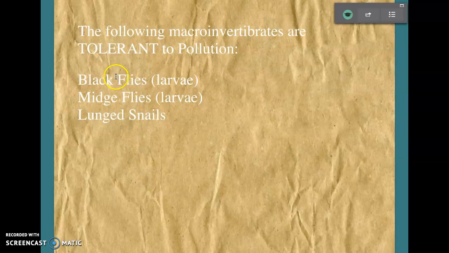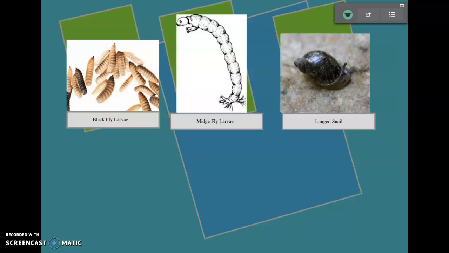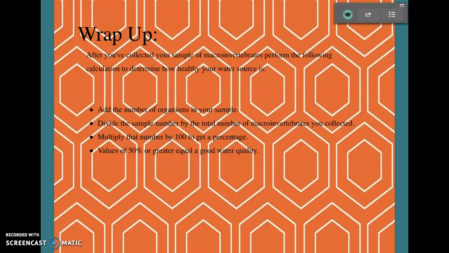Alright, this is a list of macroinvertebrates that are highly tolerant to pollution. So if you have a lot of these in your pond, then you have a very bad pond, basically. You have a very polluted pond. And these are, again, images to help you identify them.